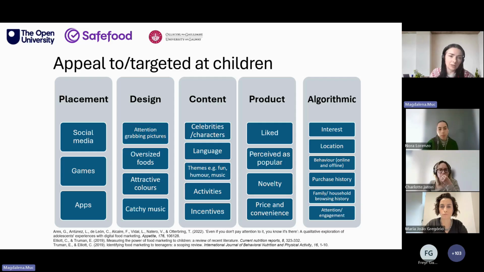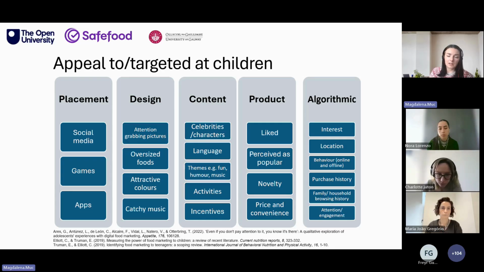So this is what we were talking about: the attractive colors, catchy music, oversized foods, attention-grabbing pictures, a wider content such as presence of celebrities, the language that is teen or child language, the themes, activities, and incentives like promotions, competitions, something that is new, a new product or limited edition, something that is buy 3 pay 2, or any price promotion will be targeted at young people because they themselves said that this is something that is highly appealing to them.